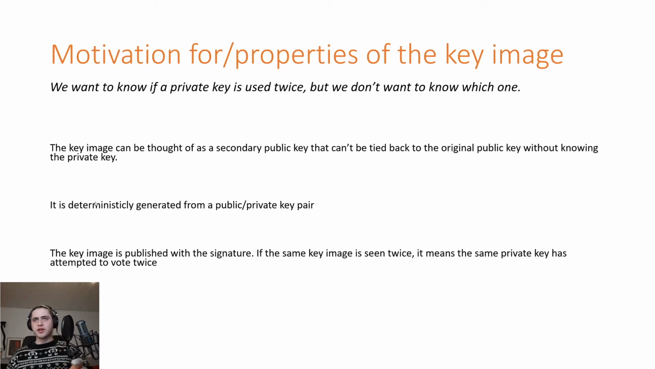And very important is that it's deterministically generated from the public-private key pair, which means from the same public-private key pair you can't generate two different key images. It's always going to be the same. Otherwise you could just generate a new key image every time you want to vote, and you could vote multiple times. So it's important that it always stays the same. And as mentioned here, if you publish the same key image twice with a signature, then other people can see that you're trying to vote twice or change your vote or something like that.